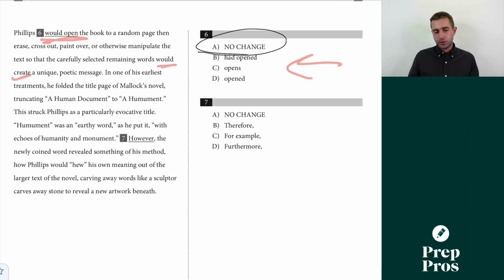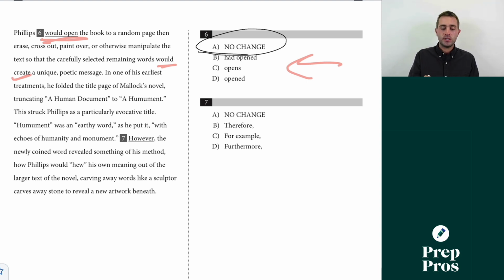In one of his earliest treatments, he folded the title of Malik's novel, truncating a human document to a humament. This struck Phillips as a particularly evocative title. Humament was an earthy word, as he put it, with echoes of humanity in monument.